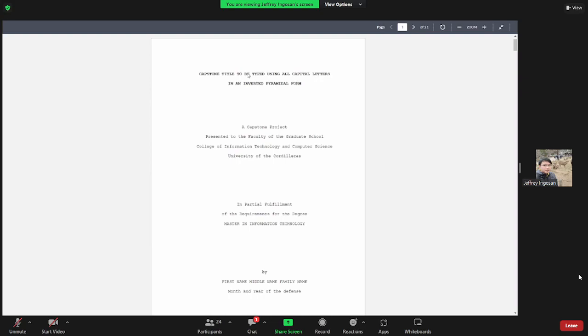And then below, you have there a description of the document. You just copy this as is. A capstone project presented to the faculty of the graduate school, College of Information Technology and Computer Science, University of the Cordilleras, in partial fulfillment of the requirements for the degree Master in Information Technology. So you just copy this as is.